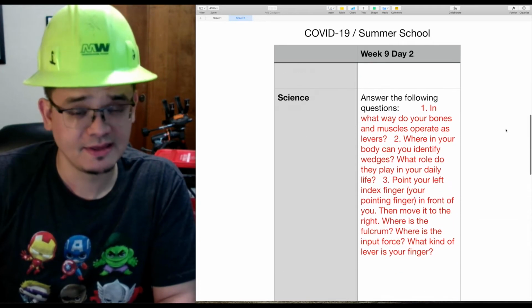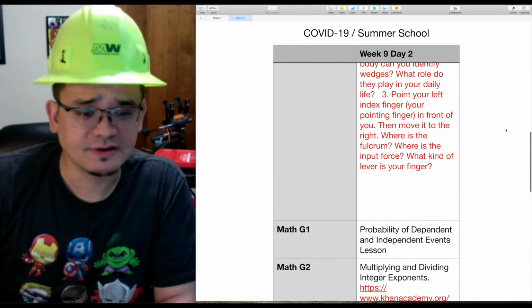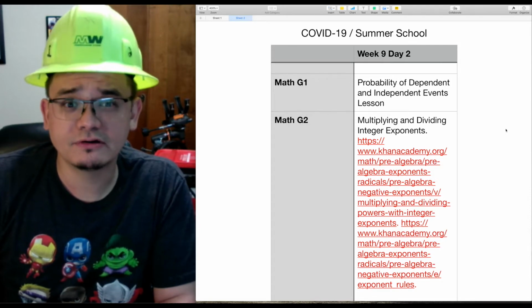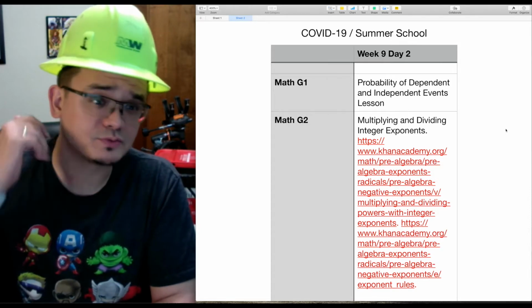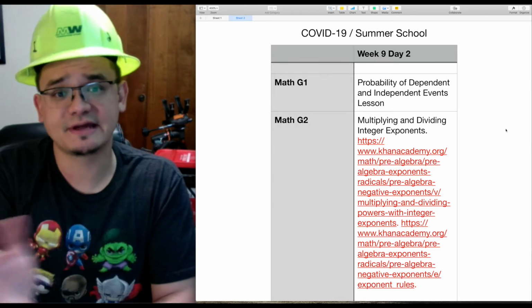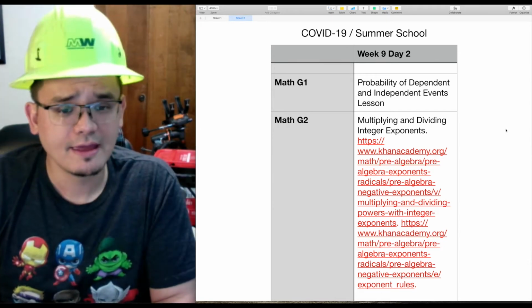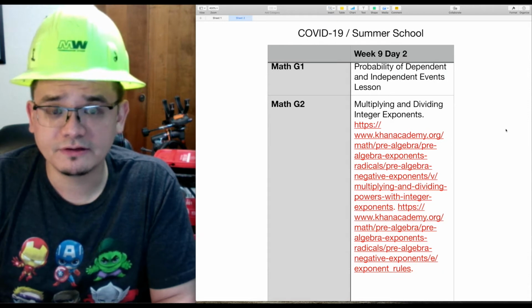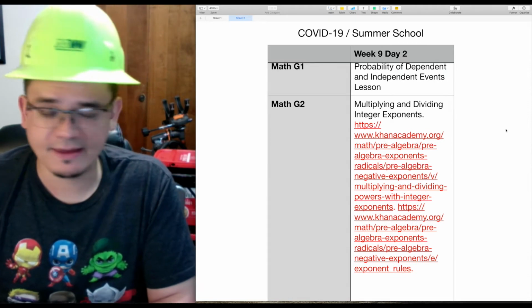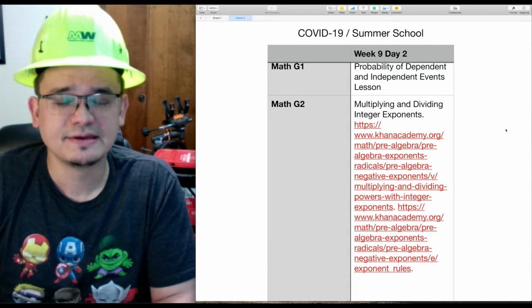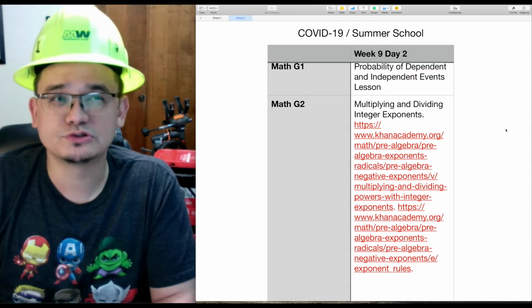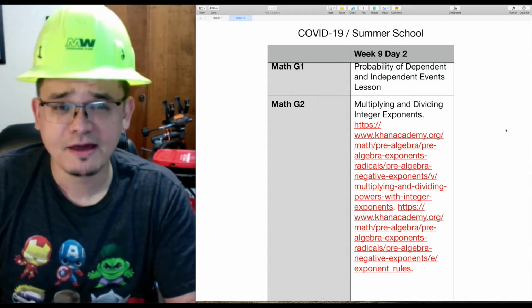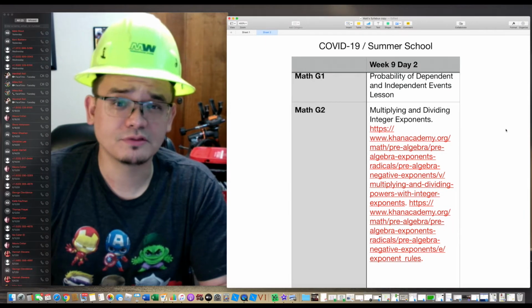In science, you have a couple quick questions to answer there, which is kind of nice. In math group number one, we are doing a lesson over probability between dependent and independent events and how those are different. And then finally, in math group two, we are doing more exponent stuff. And today, I love the lesson because it sounds really complicated, but it is so easy. You can look so smart when you do it right. So looking forward to that. All right, guys, let's go ahead and jump in with our life skills.